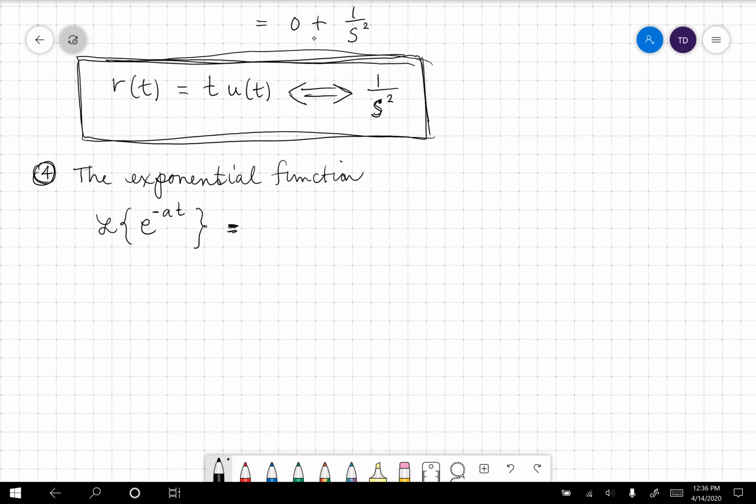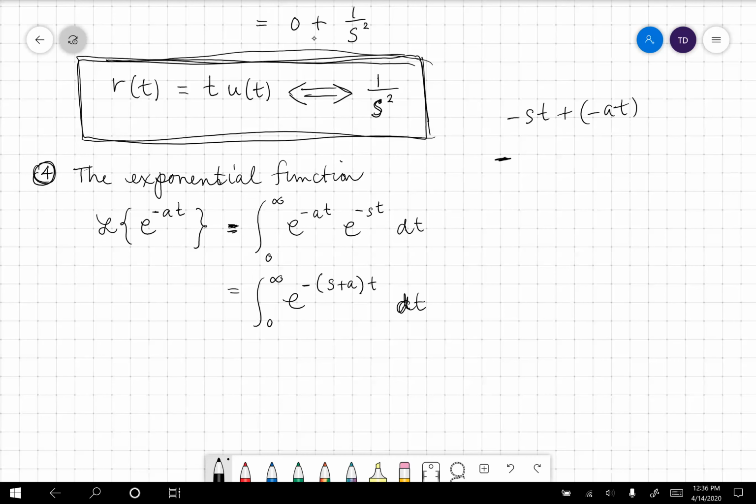It's equal to the integral from 0 to infinity of e to the minus at, e to the minus st dt. That's the integral from 0 to infinity of e to the negative, and I'm going to write it this way, (s plus a) times t dt. I have two exponentials, so I just add the exponents together. It's minus st minus at, factor out the minus, factor out the t, and then I have an s plus a. That's that exponent right there.